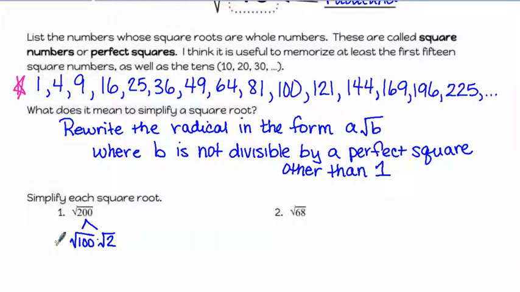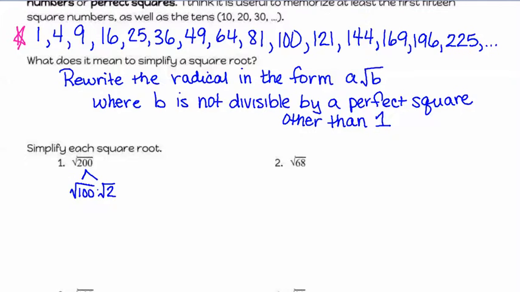Now, if you find the largest value possible from that list, you need to check: is this other value, this one here, divisible by anything on that list other than 1? Is 2 divisible by 4? Nope. Is 2 divisible by 9? No. Is 2 divisible by 16? No. And the list could go on and on and on. But I won't find any value that evenly divides into 2 besides 1, which tells me I found the largest value.